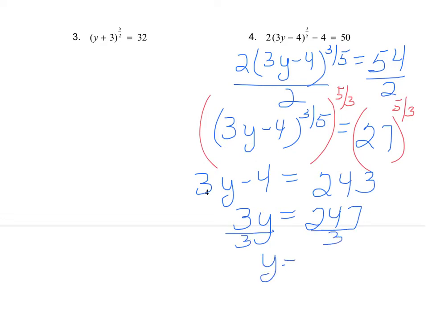Y in this case happens to be 247 over 3 because it becomes a long decimal, and we don't want that, so we keep it as a fraction. Again, to save time, I will tell you, if we plug that back in, it does work. We're going to save number 3 for you to do on your own and bring to class tomorrow. Let's move on.